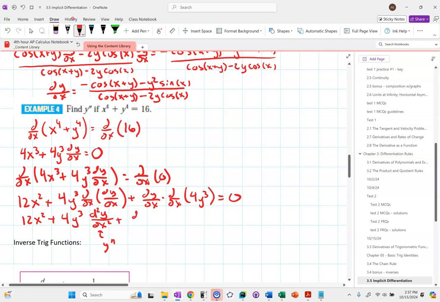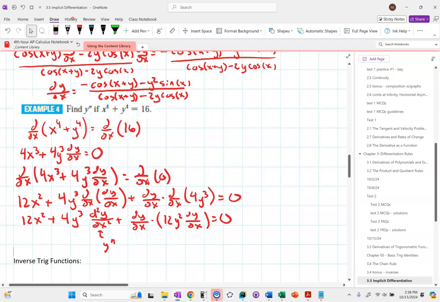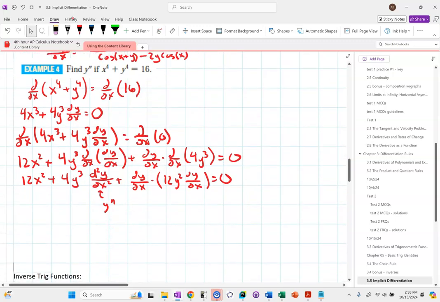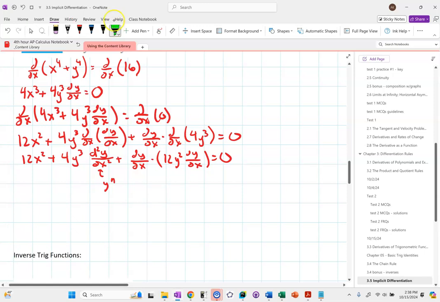What's the derivative of 4y cubed? 12y squared dy dx. Okay, so this is the thing I need to get by itself, right? Everybody see that?